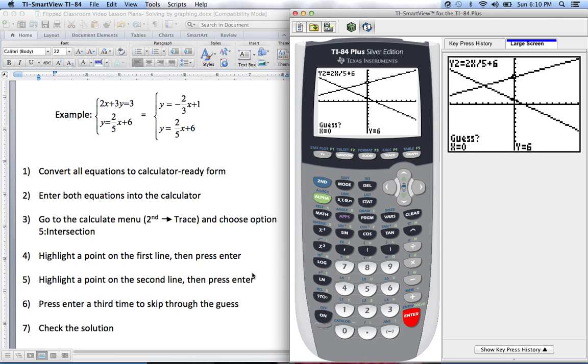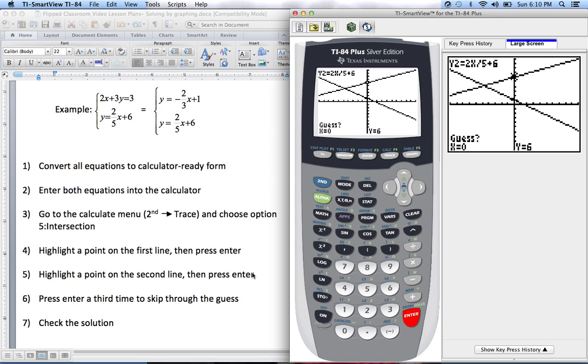And what happens is I end up with a guess. That guess is really irrelevant. It's based on the points that I chose on my two lines. I can skip through that guess by pressing enter a third time, and it tells me the point of intersection for my system of equations.